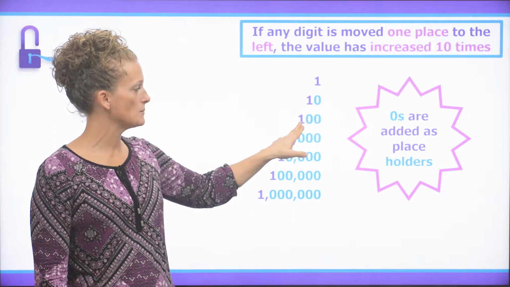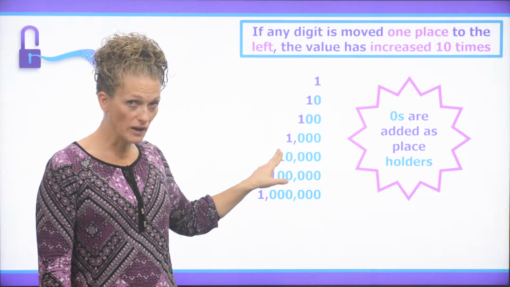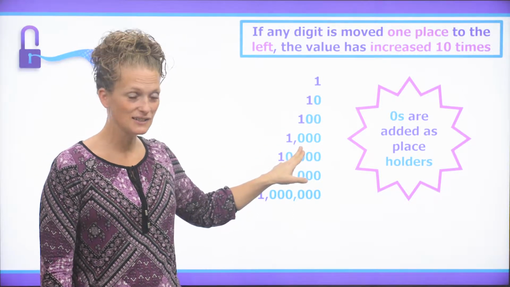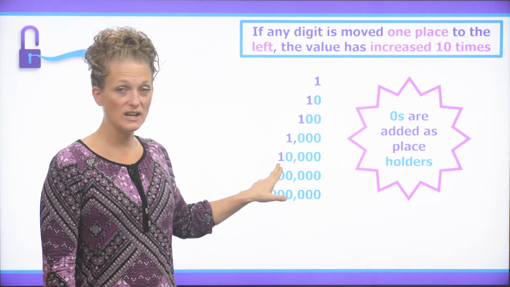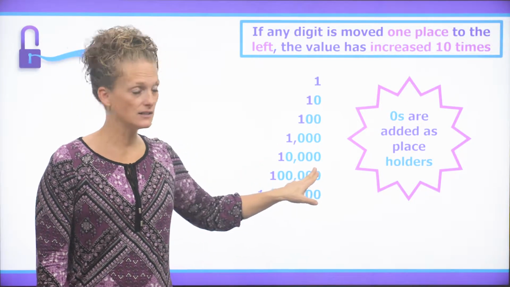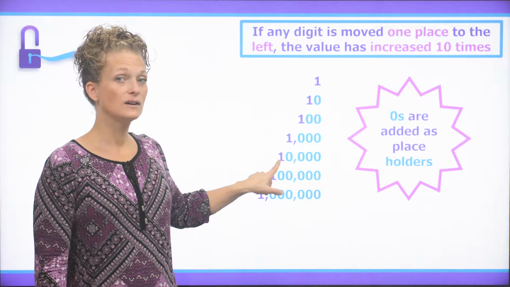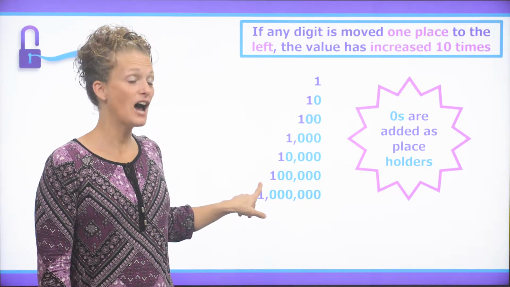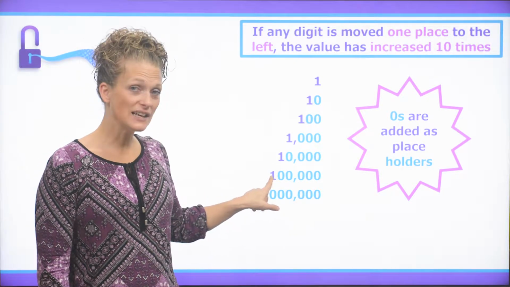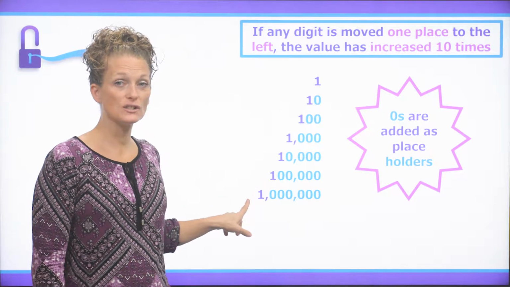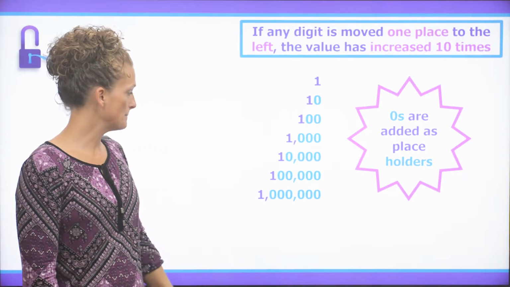I move this one digit to the left, and I get 1,000. I'll move this one digit to the left and get 10,000. I will move this one digit to the left and get 100,000. And finally, I will move this one digit to the left and get 1 million.